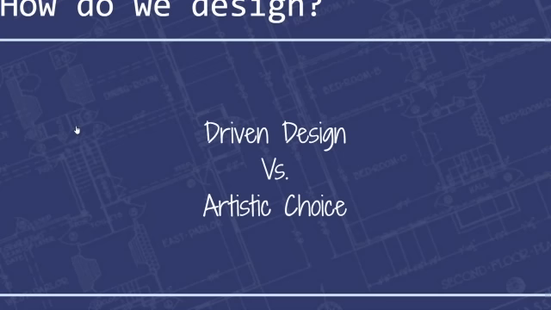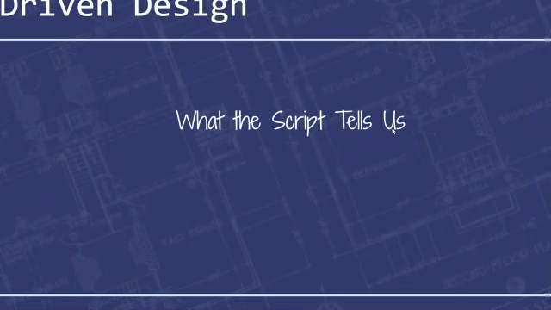Anyway, so driven design. We're going to talk about the driven design is what the script tells us to start with. That is our first resource when we see a show. The script gives us information. The person who wrote the play has already made choices about the world of that play. They have made the choices, and we generally just live with them, right?